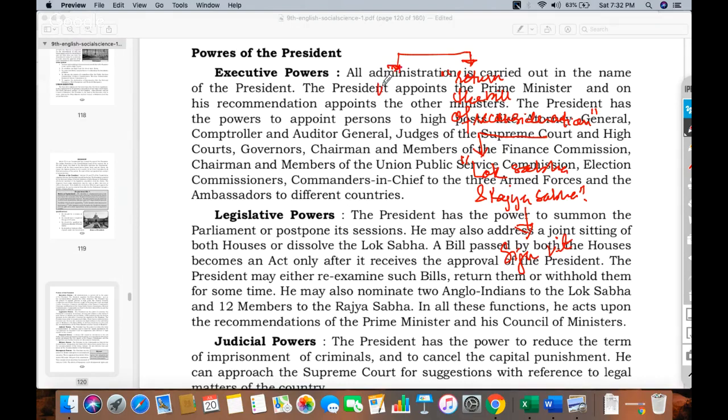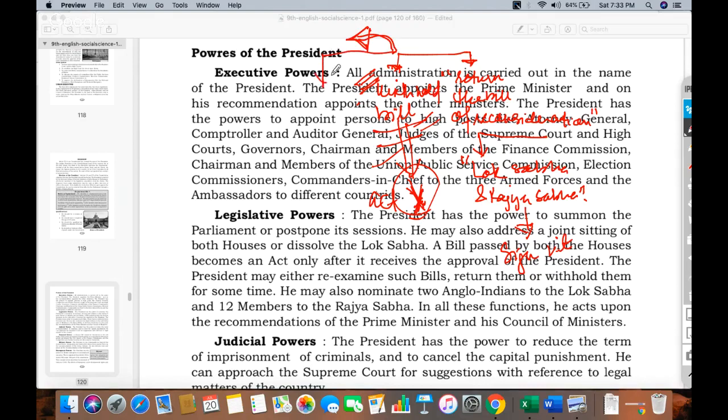he can withhold the bill. And withholding the bill means he will not sign. He'll say that I'm withholding the bill. As soon as he withholds the bill, it does not become an act. The legitimacy of the bill is gone. Now if the bill has to be brought again, it has to be introduced in parliament, new policy procedure, everything has to be made, and then again it has to be discussed, and again it has to be passed by Lok Sabha and Rajya Sabha, and then again sent back.